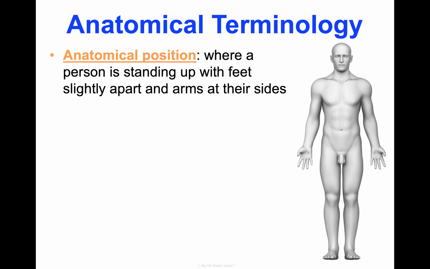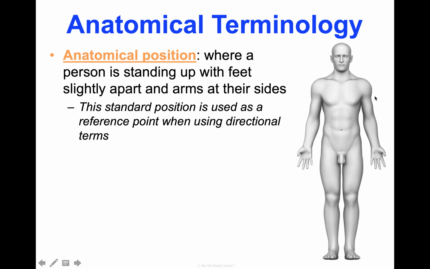But first is the anatomical position, which we have pictured here. It's where a person is standing up with their feet slightly apart and their arms at their side. And this is a standard position, and we use it as a reference point. So when we're trying to show where something is directionally, we have to have some standard to go off of. So this is our standard that we're looking at.